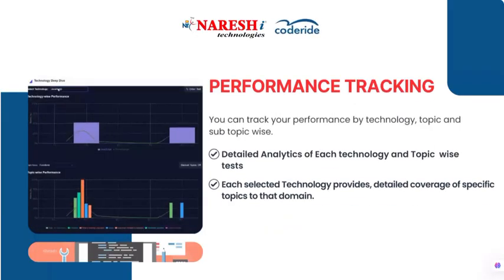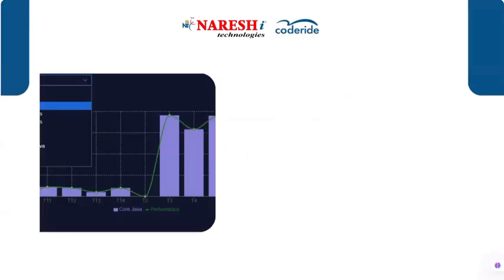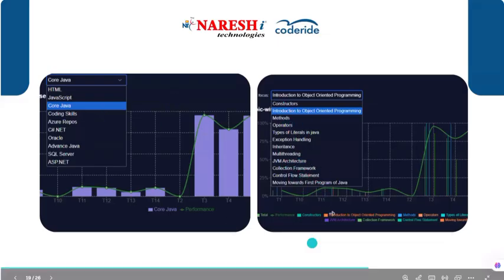Next, performance tracking, how much your performance is done, everything is tracked there. Each and every concept's performance also you can track there. In forward, you can check. See here, the core Java. Inside that core Java, if you want each individual topic, also we can track this.